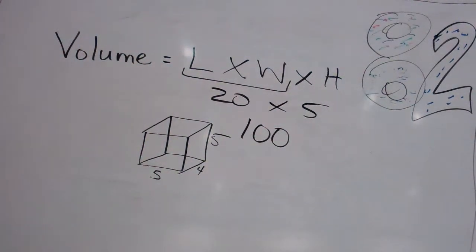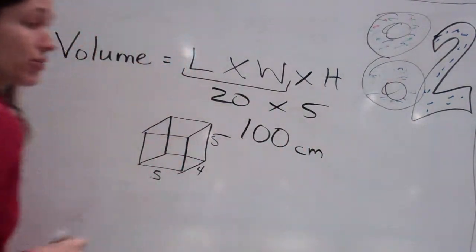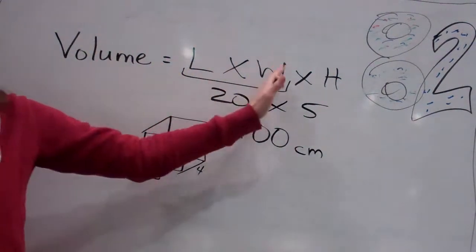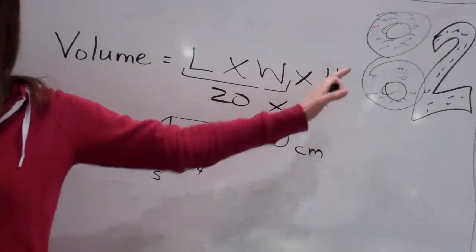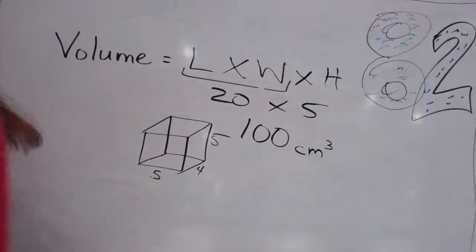Does everybody understand how we did that? Yes. It would be 100, and if we were doing centimeters, and because we did 3, what would it be? Cubed. Very good. So you'd put a 3 right there because we're working with volume. Yes? So you do 5 times 4 times 5? Yes, and you could just do 4 times 5 times 5. It doesn't matter how the numbers go because with multiplication, you can switch numbers around. Does everybody understand how volume works?